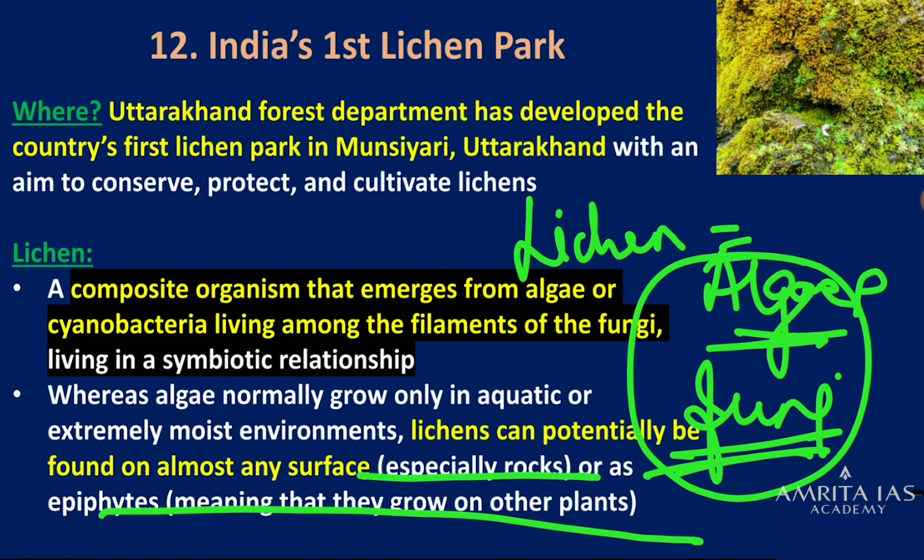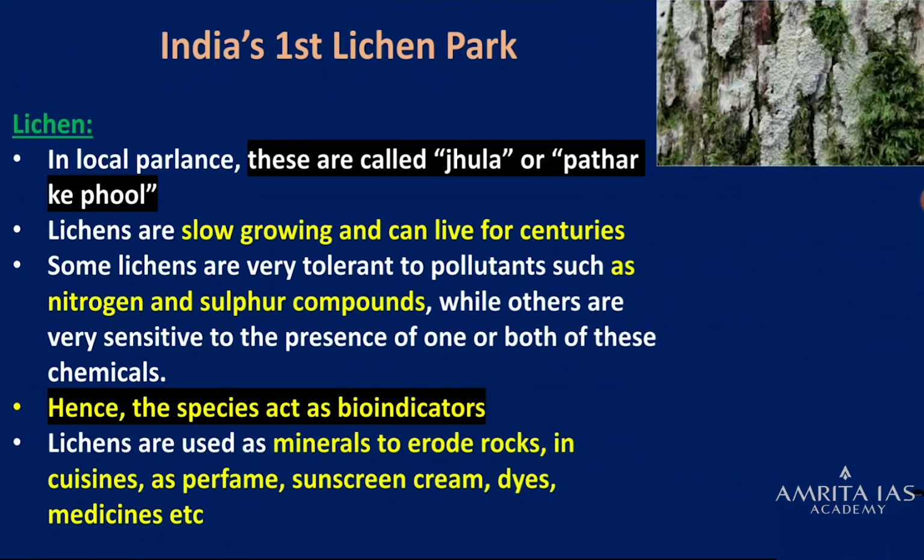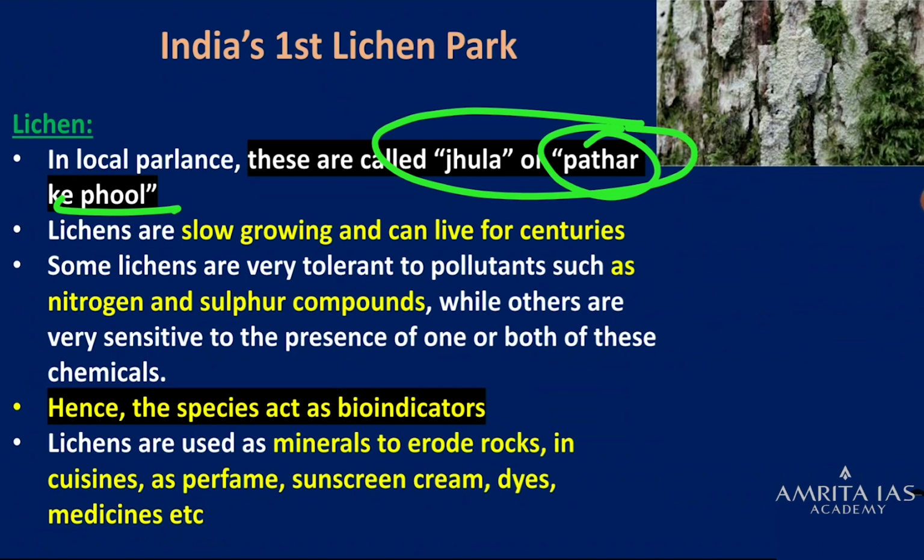Okay, and so these algae, the cyanobacteria, they live with the fungi. Fungi provides, I think, the protection, and the algae provides the food. So they live in a symbiotic relationship, and that symbiotic relationship overall is known as the lichen. So they are also known as the jhula or the patthar ka phool, the flowers from the rock. You must have seen them somewhere.